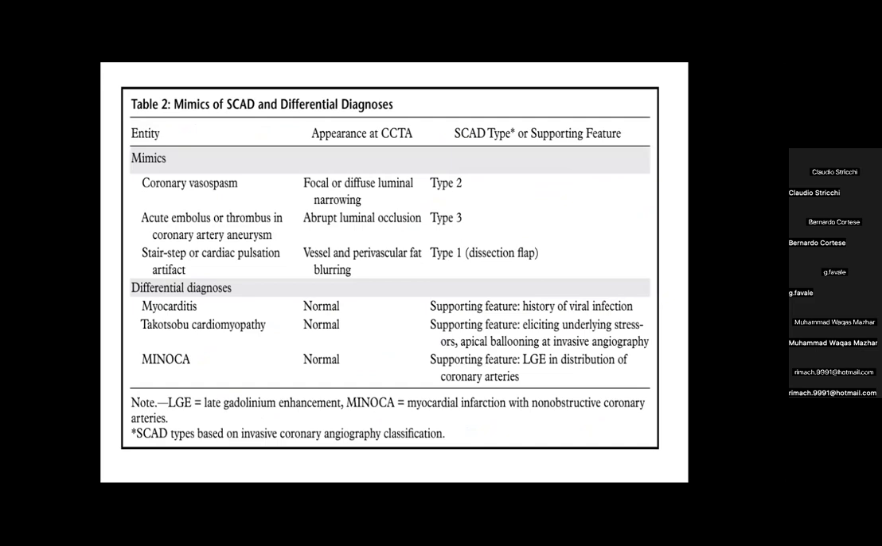So what are the mimickers and differential diagnosis of spontaneous coronary artery dissection? The mimickers can be either coronary vasospasm, acute embolus or thrombus in the coronary artery, aneurysm, or stair-step or cardiac pulsation artifact. What about differential diagnosis? One of the differential diagnoses is myocarditis, which can lead to chest pain or the same picture as SCAD, Takotsubo cardiomyopathy, and MINOCA.